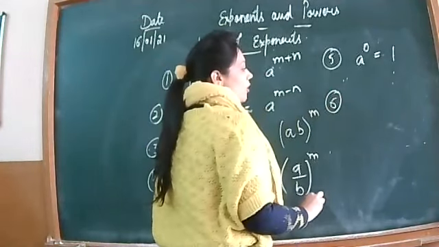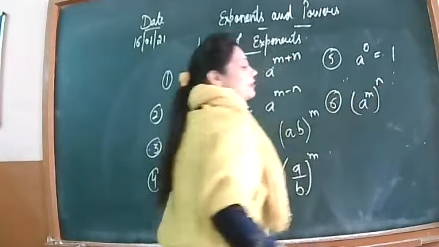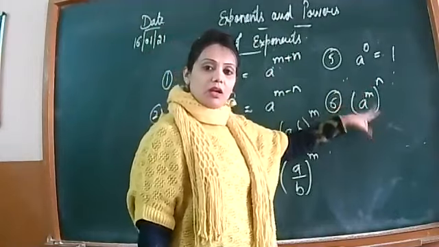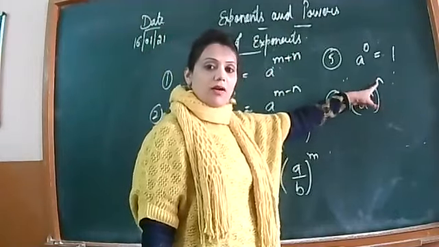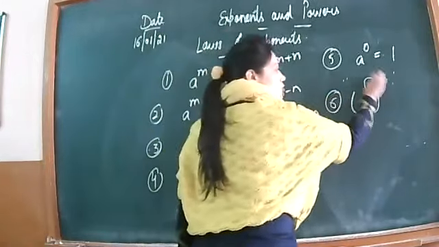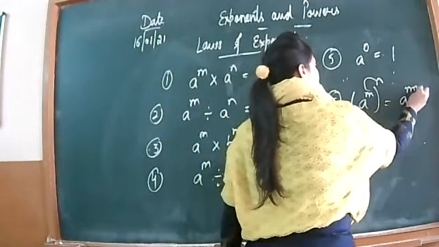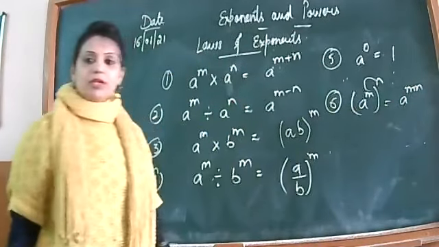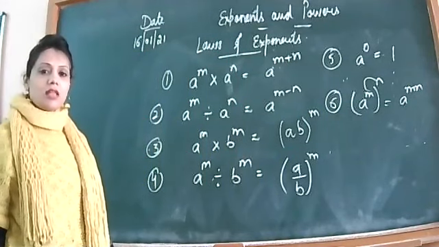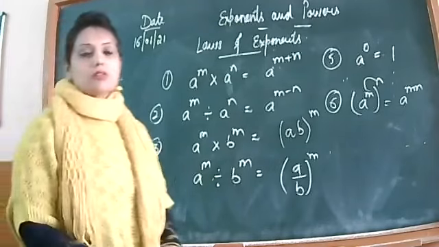One more law we are having is a raised to power m whole power n. If we are having a base and its power, then whole power we are having. Then what will be done? These two powers will get multiplied. It will be a raised to power m into n. So these are the laws of the exponent. Now we are going to discuss the questions related to these laws.